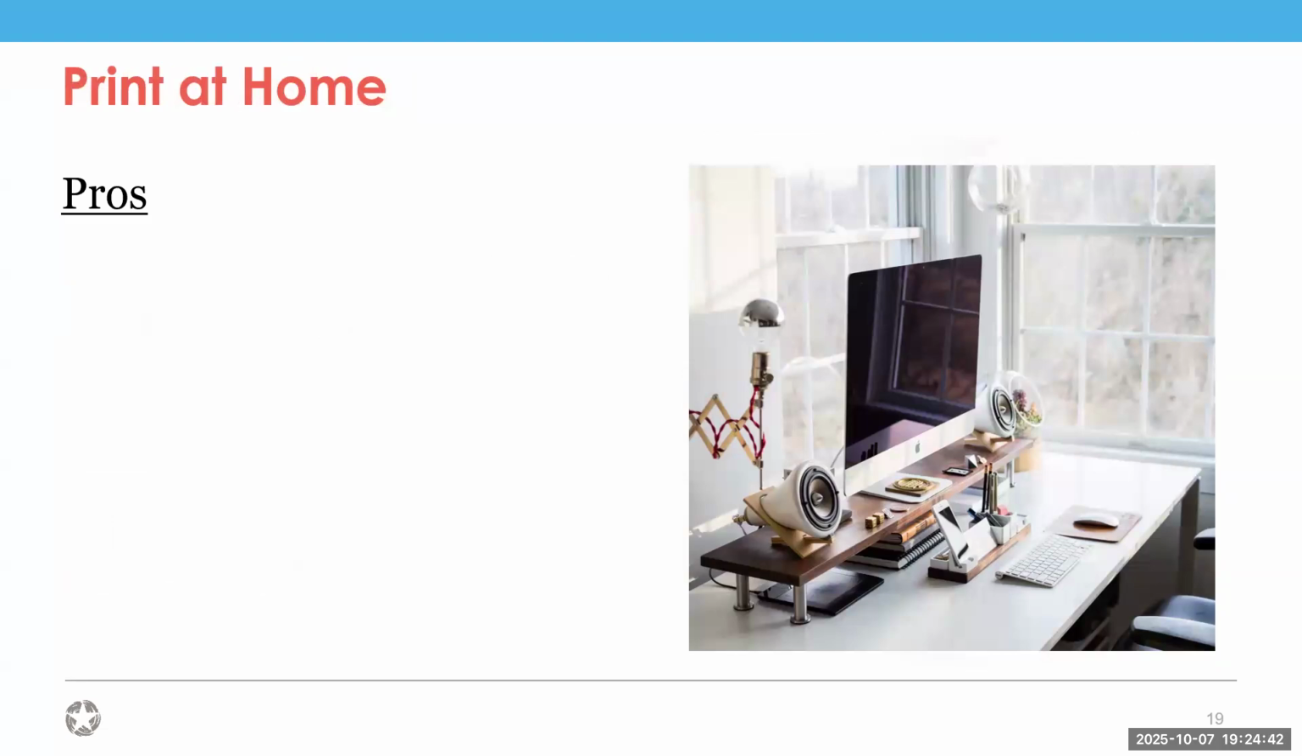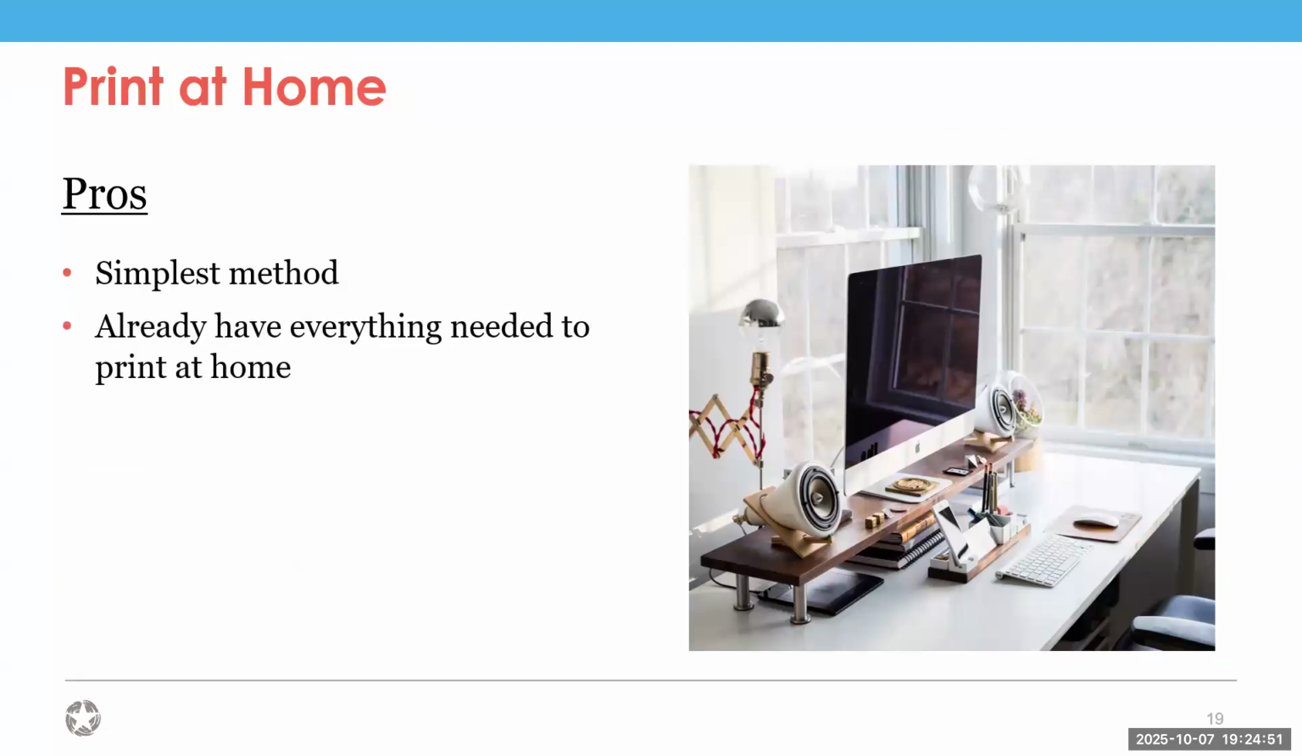So the most basic version that you could do would be printing at home. The pros are this is the simplest method. Everything you need, you should already have to print at home, or maybe at your local public library. We would have a lot of those things as well: a computer, word processing software like Microsoft Word, a printer. And then if you wanted to, you could always use a 3-hole punch and put it in a binder.